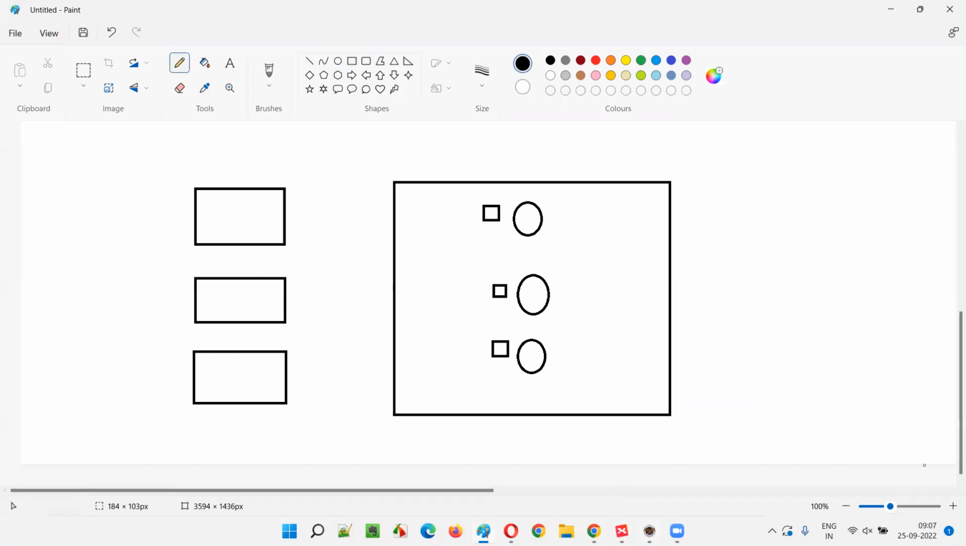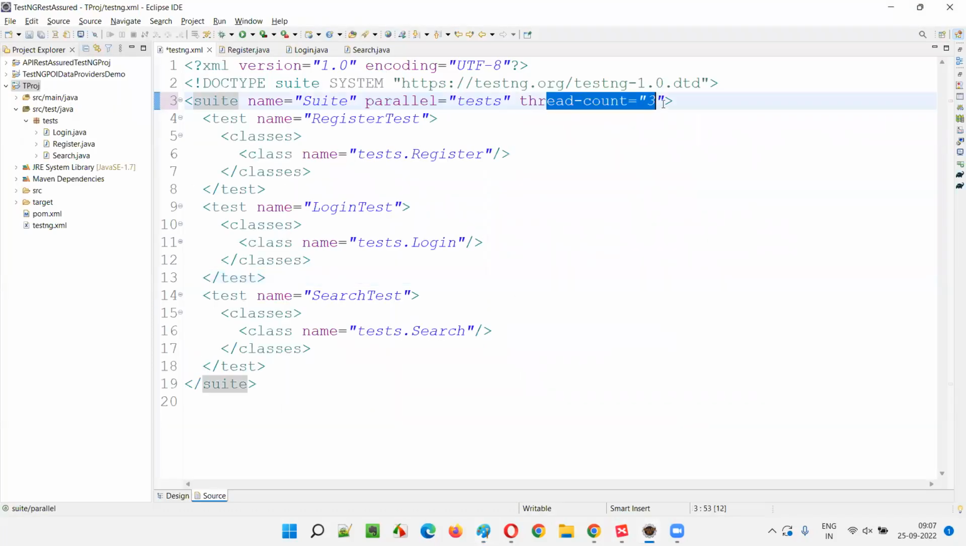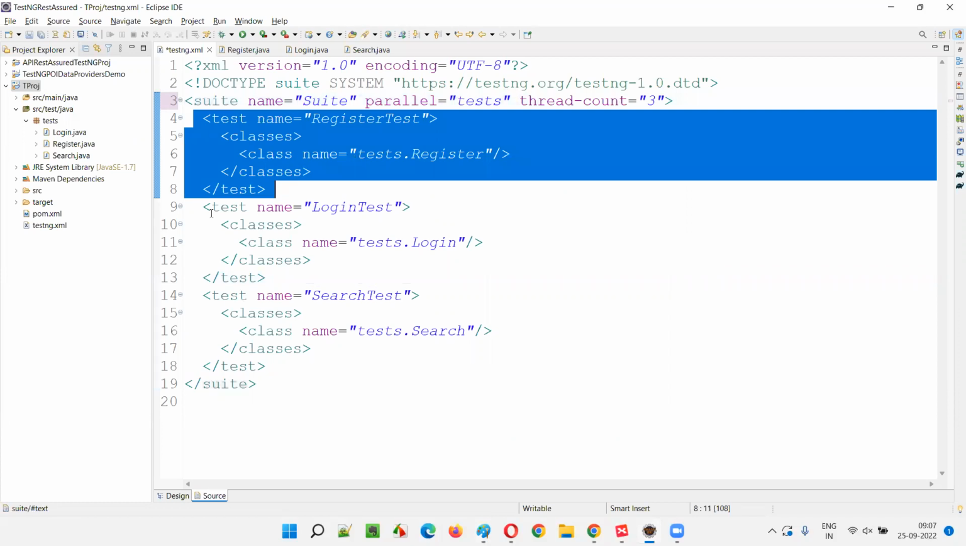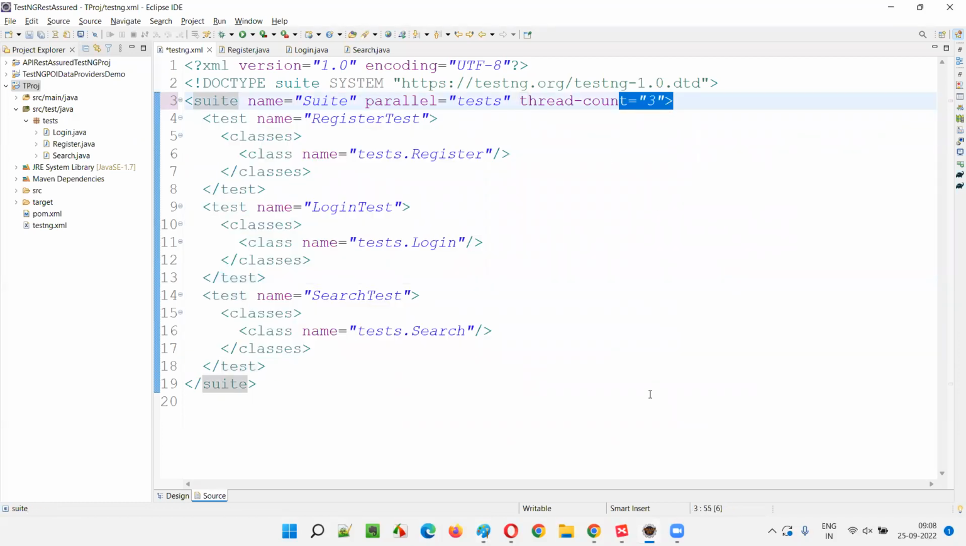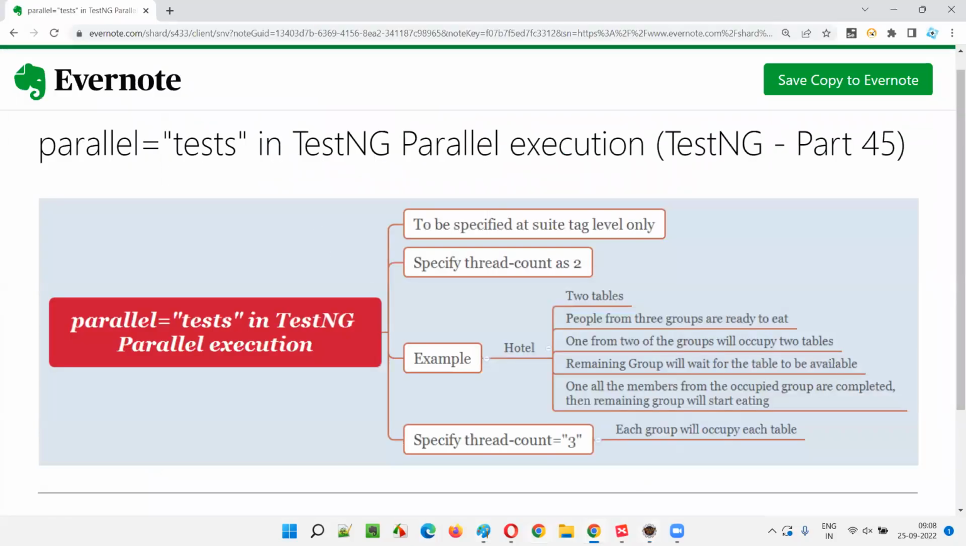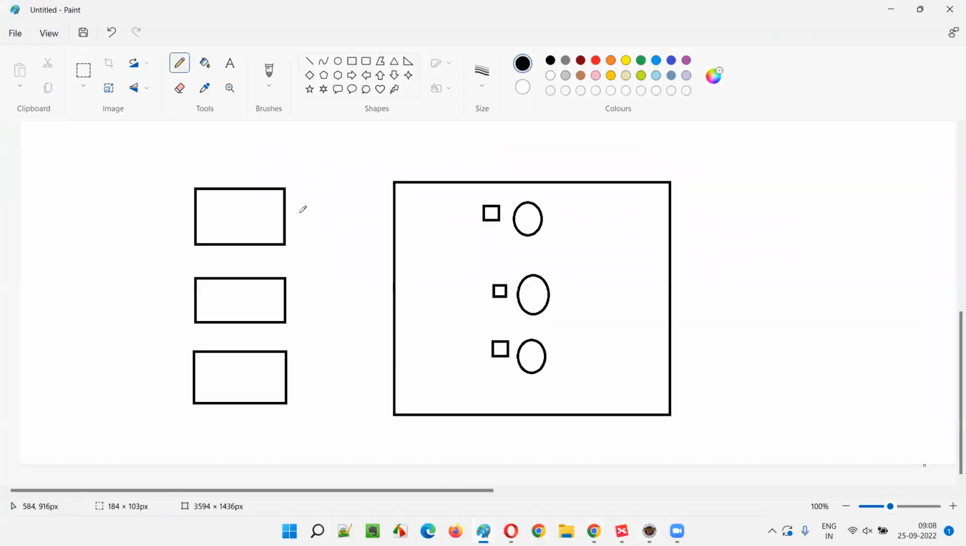So if you say parallel is equal to test and thread count is equal to 3, there are 3 test groups, 3 threads, and 3 tables. So what happens? Every group will occupy one table. This group will occupy one table, this group will occupy one table, and this group will occupy one table.